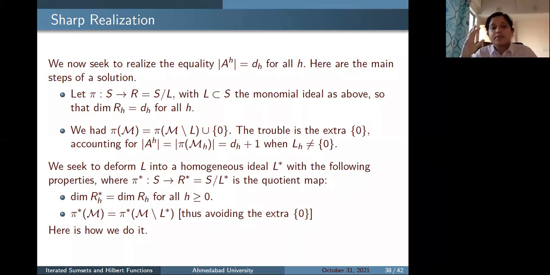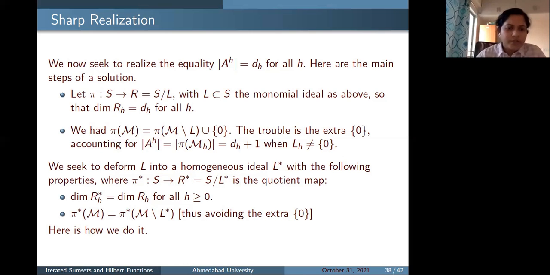The main steps are the following. So I have pi, which is from S to S/L. This L is a monomial ideal. So the dimension of R_h is equal to d_h. That much we have. We also have that pi of M is equal to pi of M minus L, union 0. The trouble here is the extra 0 accounting for the cardinality of A_h to be equal to d_h plus 1 when this L_h is not equal to 0.